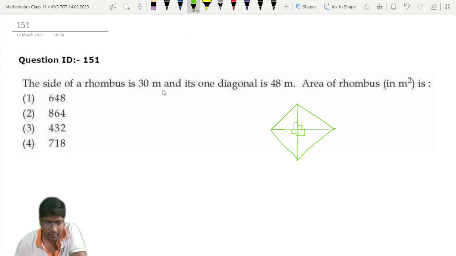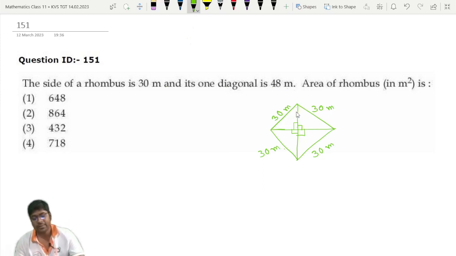So the side of the rhombus is given as 30 meter. So this is 30 meter, this is 30 meter, all the sides will be equal. That is known to you. And one of its diagonals is 48 meter. A rhombus is a parallelogram, that we know. And what happens in a parallelogram? The diagonals bisect each other.